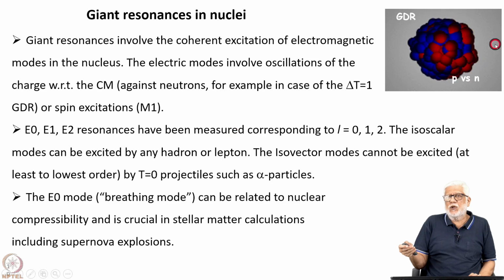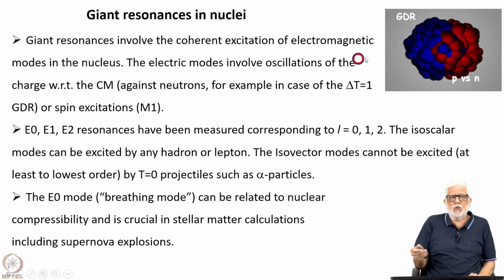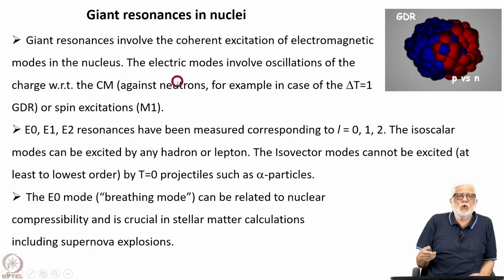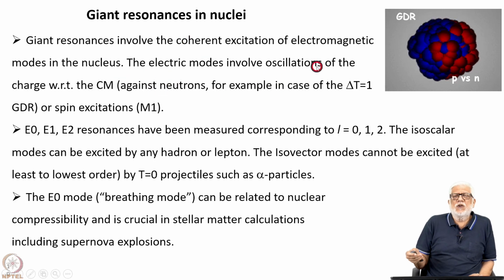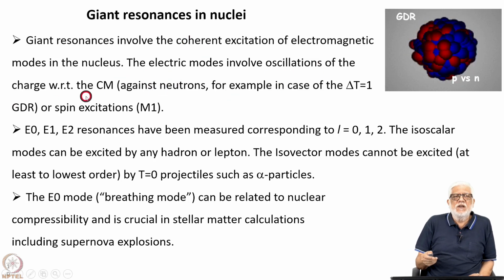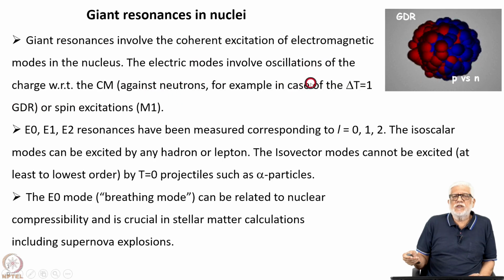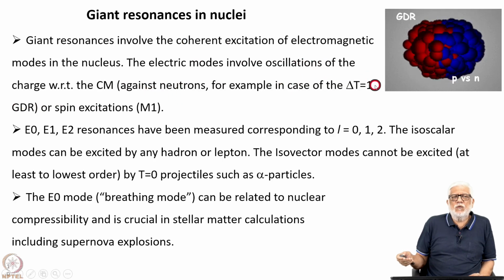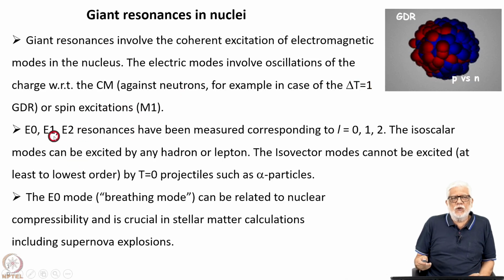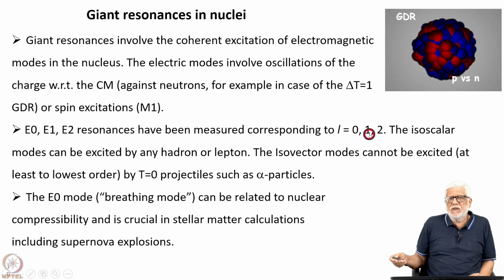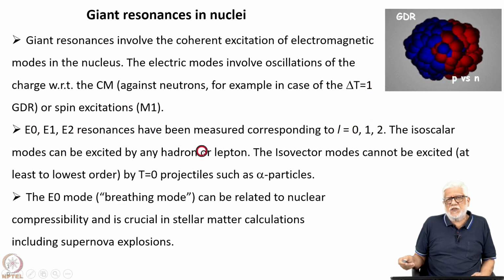You have the protons and neutrons oscillating against one another, and they involve the coherent excitation of the electromagnetic modes. The electric modes involve oscillations of the charge with respect to the center of mass against the neutrons. For example, in the case of the delta T equal to 1 giant dipole resonance, or even spin excitations. And these E0, E1, E2 have been measured. They correspond to L equal to 0, 1 and 2, so the angular momentum associated with these resonances is 0, 1 and 2 respectively.